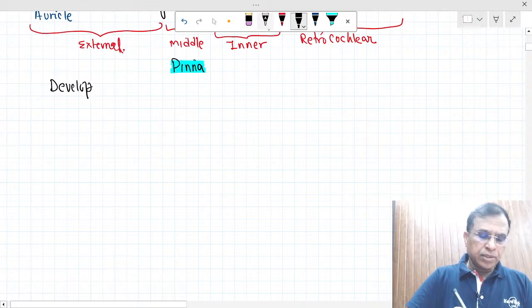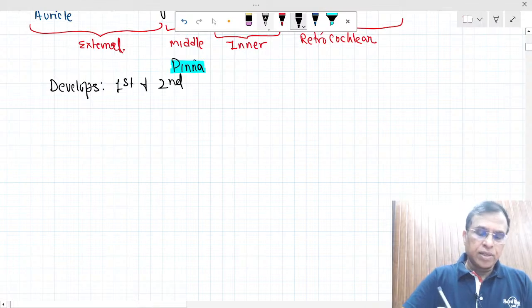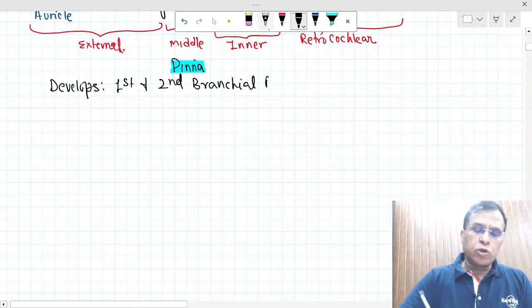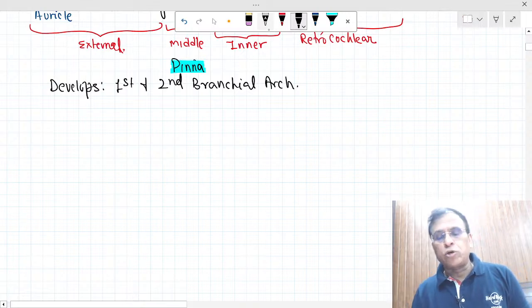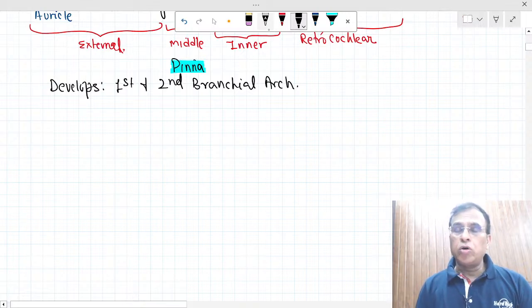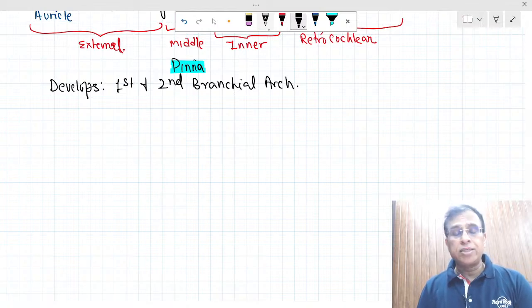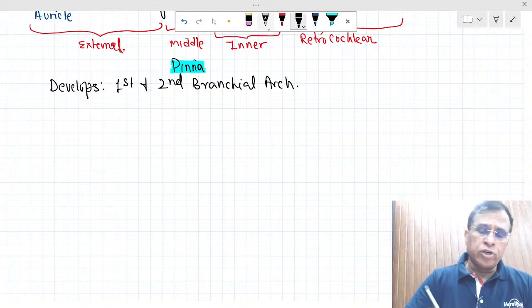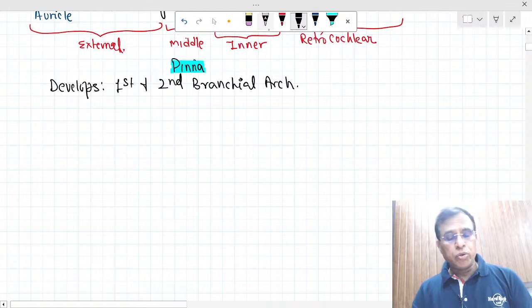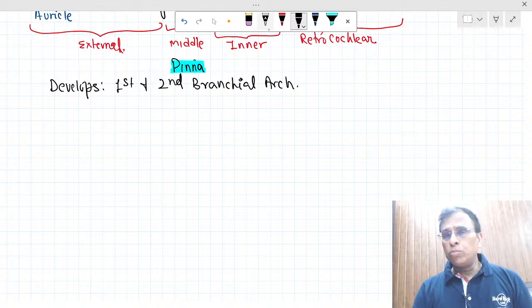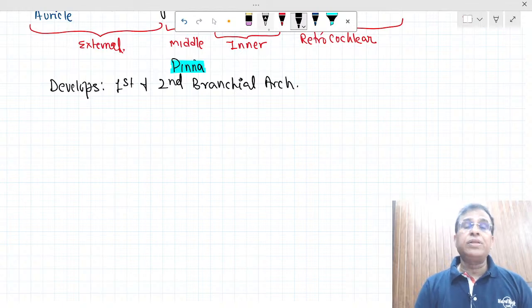Which branchial arch? First and second branchial arch. Now in ENT, there are 3 or 4 questions related to branchial arch, or 3 or 4 points you can say related to branchial arch. And as we proceed, I will tell all the important relevant ENT points related to branchial arch. But otherwise, let me tell you that branchial arch is a very, very important topic. I'm sure if you are following the past years' questions, you'll know that branchial arch is an extremely important topic. And almost every question paper will carry some question from the branchial arch.